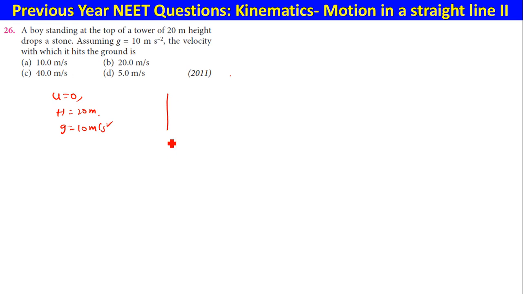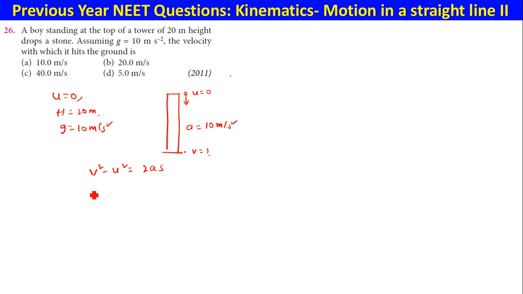So let us say this is the tower. Now when you are dropping the stone, initially it has initial velocity 0. Final velocity is what you need to find. Okay, a is equal to 10 meter per second square. So basically if you take v square minus u square is equal to 2as, then you get the final velocity.